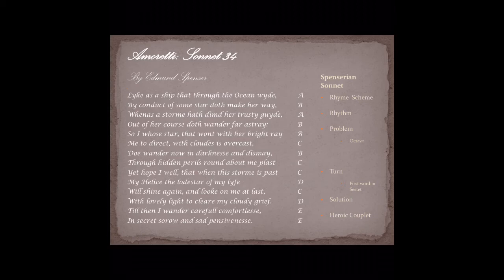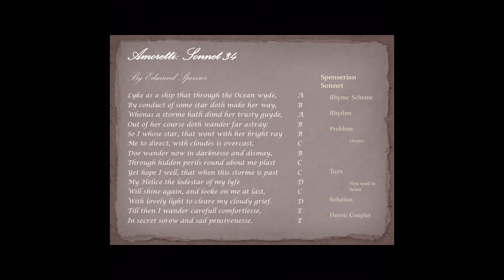So we continue with the extended metaphor, with the conceit of navigation and a ship on the waters, and we see the woman that he loves being compared to the lodestar that's going to guide him back to safety. The heroic couplet expresses how until that time, until he is rescued by her, he will continue to wander. The ship will continue to be on the waters and not have mooring, and he will continue to wander comfortless in secret sorrow and pensiveness.